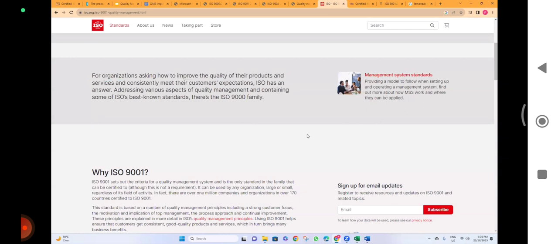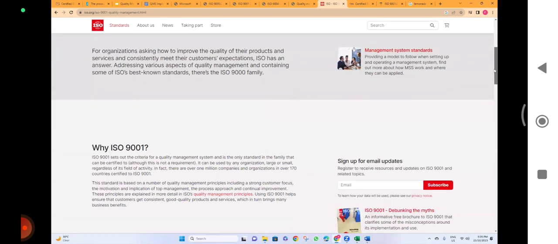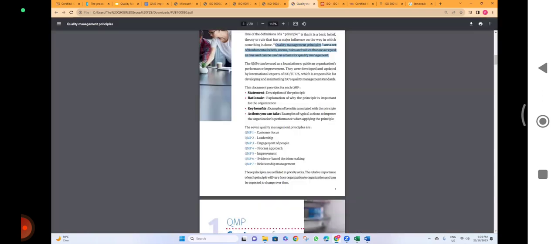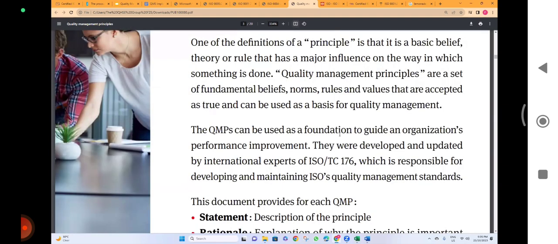I want you to understand what exactly is happening here, so that you can piece together everything. So what is going to happen here is this, it is simple. These quality management standards, they are based on a number of quality management principles. Okay, so this standard ISO 9001 is based on a number of quality management principles. These are the quality management principles that you see here.